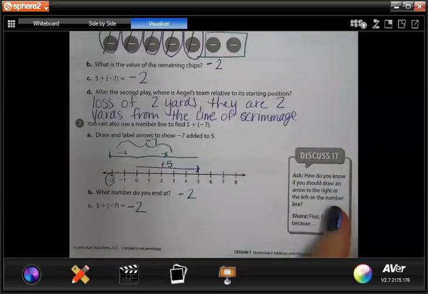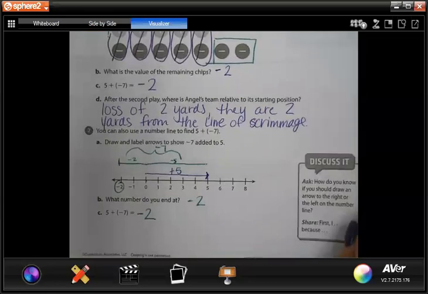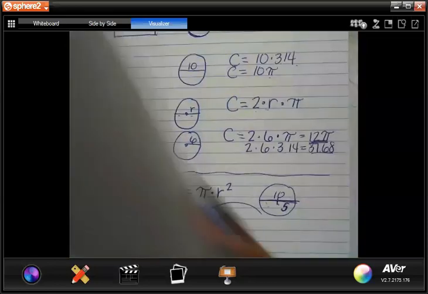Okay. All right. Last page that I want to take a look at.